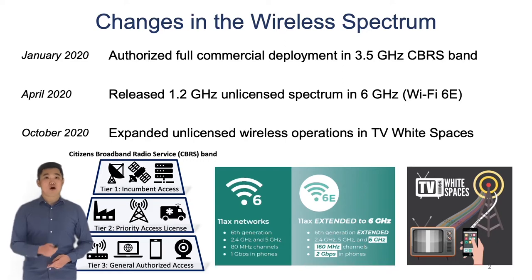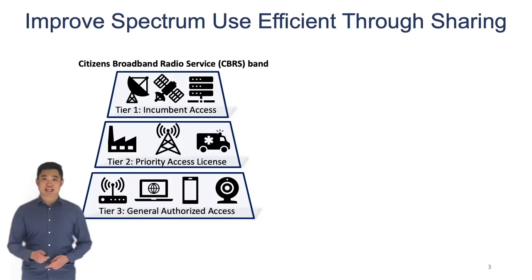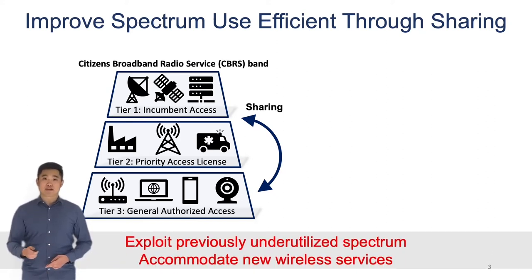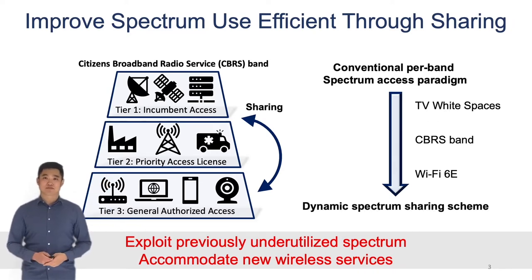It's worth noting that all these frequency bands will be shared between new unlicensed wireless applications and the incumbent licensed users. The goal of sharing the spectrum is to exploit the previously underutilized spectrum to accommodate new wireless services. It will improve the efficiency of spectrum use. The more and more spectrum being repurposed for shared use marks a trend of shifting the spectrum access paradigm from the conventional per-band operation to a dynamic spectrum sharing scheme.